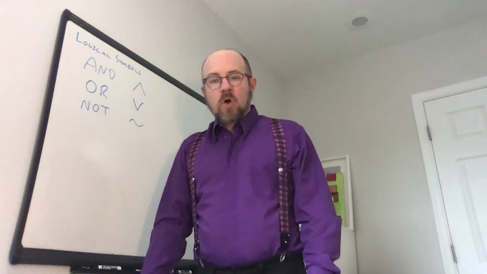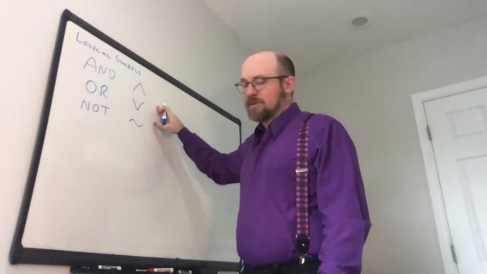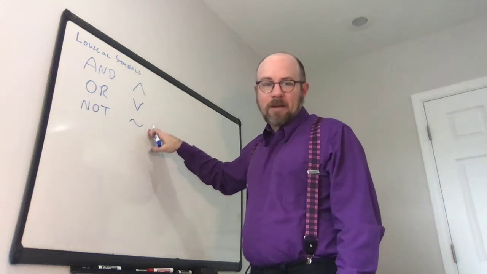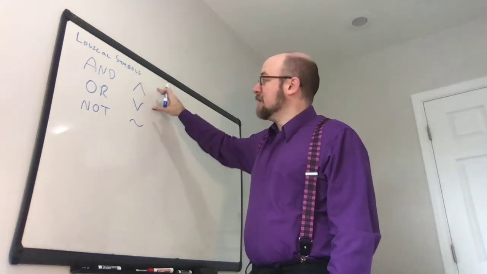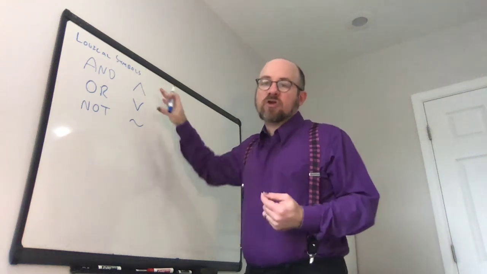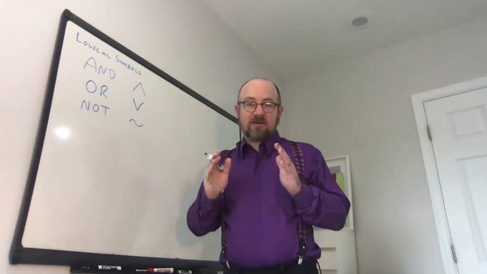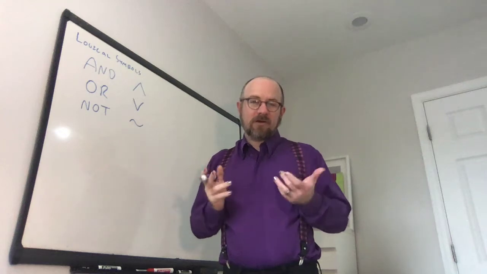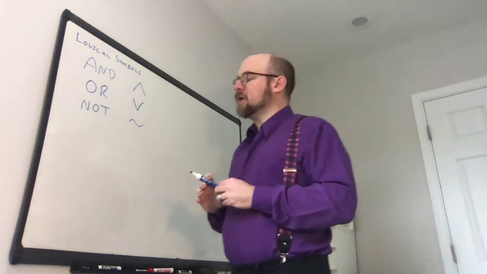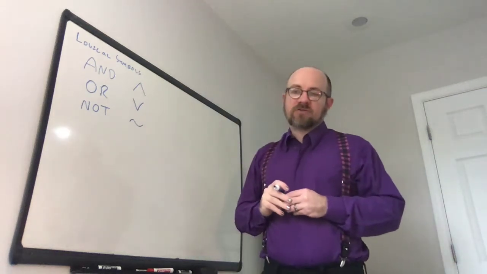These are tough to type on your computer. You can type them, but the tilde is pretty easy. It's up next to the apostrophe. These two are harder, but they're easy to write. When you're writing them, be careful and take your time, because if you go too quickly, you can accidentally write the wrong one. So we're going to use these to combine logical statements.